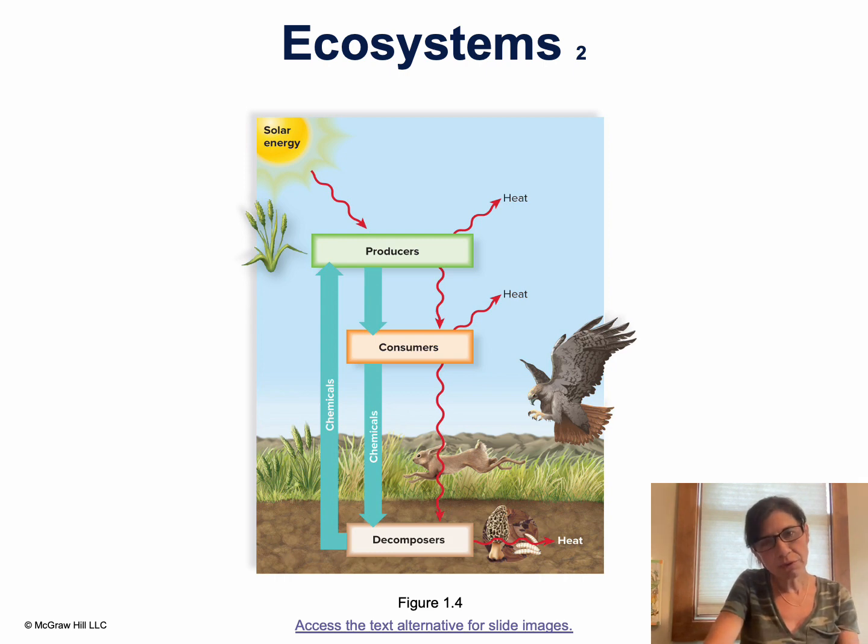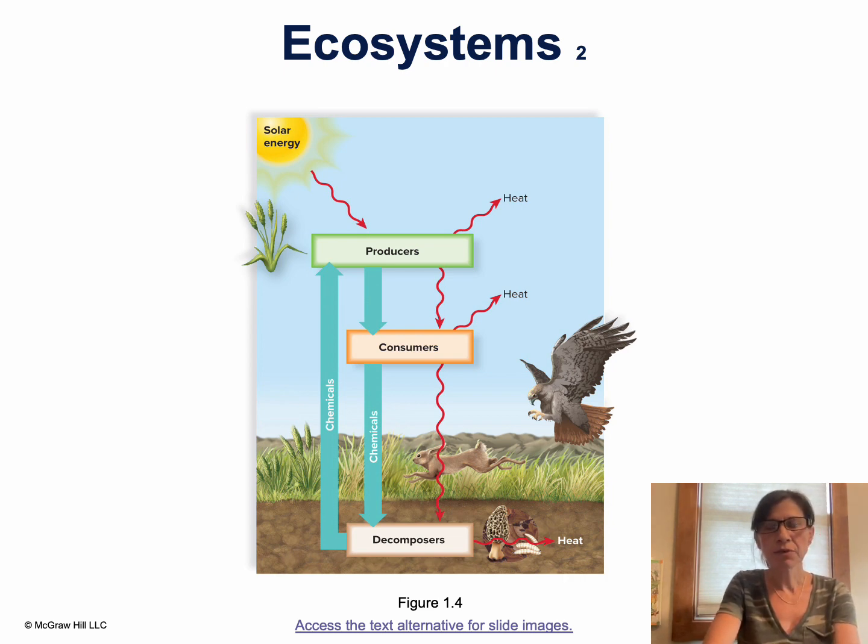Then the consumers decompose, and organisms referred to as decomposers, such as bacteria, fungi, and earthworms, will take the energy from that dead or decaying matter, and then those chemicals cycle back into the earth and go back to the atmosphere. So we say energy flows through and the chemicals cycle.